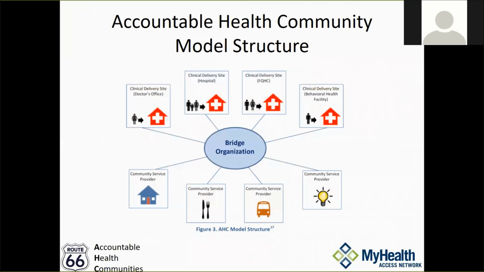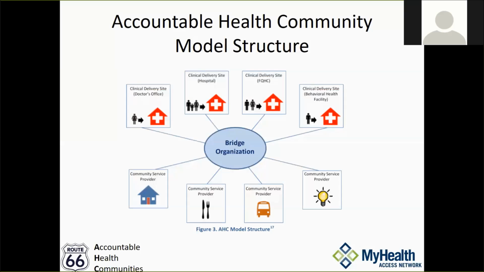So this is basically the model. The model is to take the delivery sites, whether the outpatient clinics or the hospitals or the federally qualified health centers or behavioral health facilities, and connect them in a meaningful way with the social service agencies in the community. And here you see 4 of the 5 focus areas, including housing, transportation, food, and public utilities. And the 5th is domestic violence and family violence.